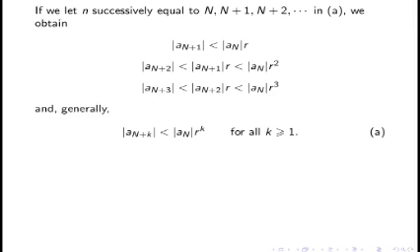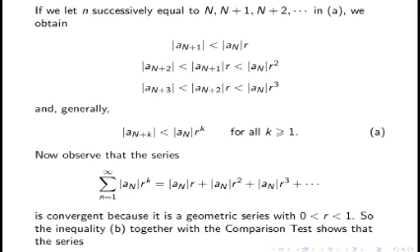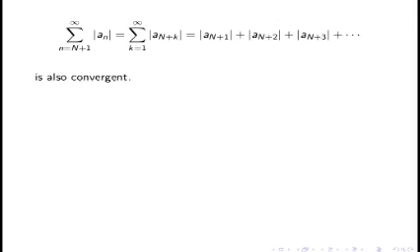Now this should begin to remind you of a geometric series. Alright? So the sum from k equals 1 to infinity of the absolute value of a_N times r to the k looks like that. And that's a geometric series where the first term is the absolute value of a_N times r, and the common ratio is r. And so because r is less than 1 and greater than 0, we know that that series must converge.